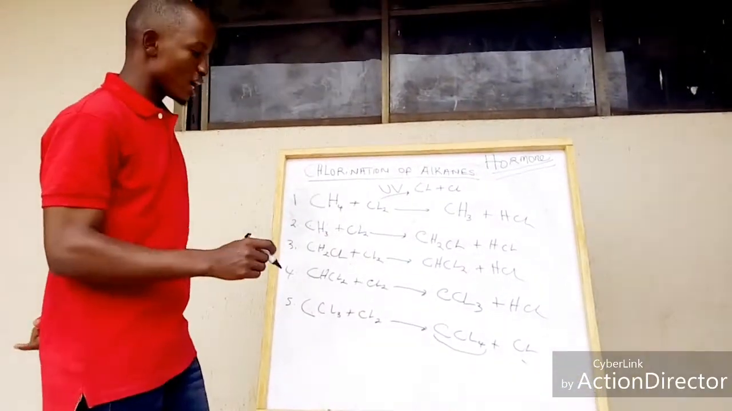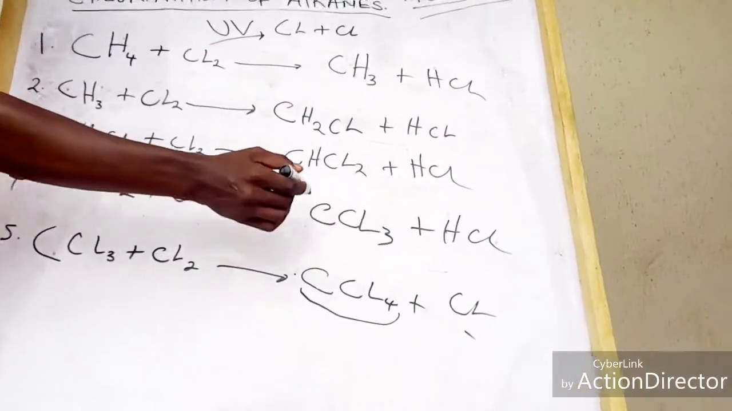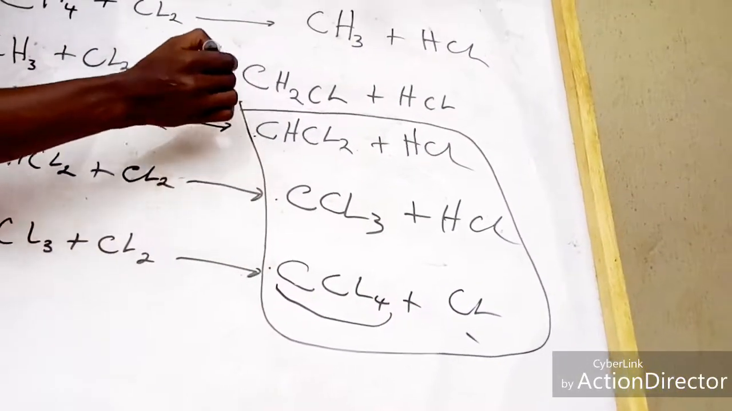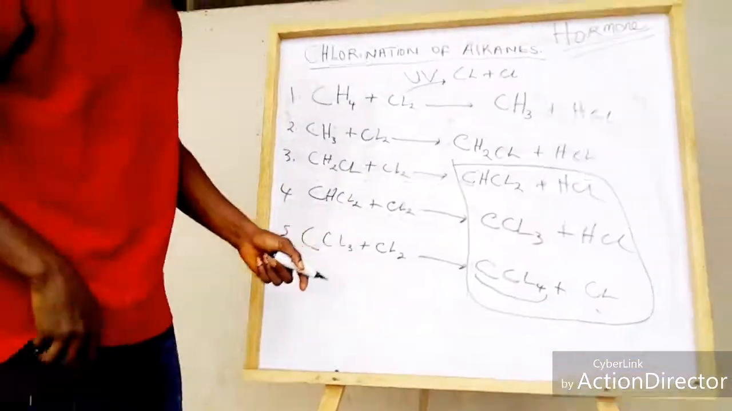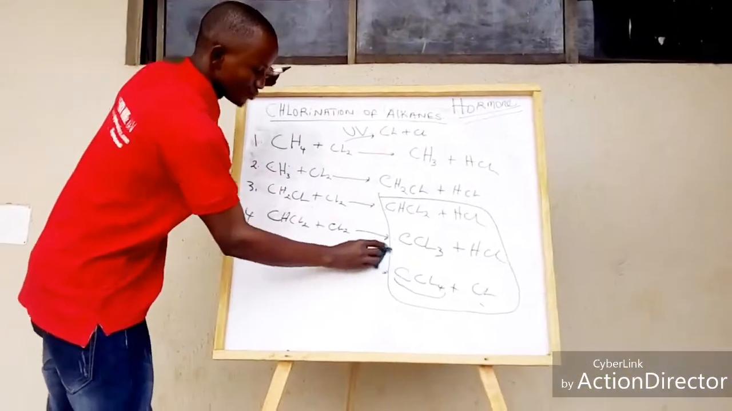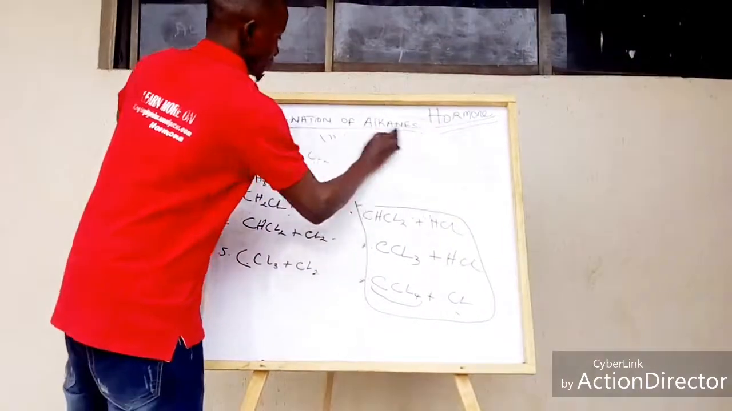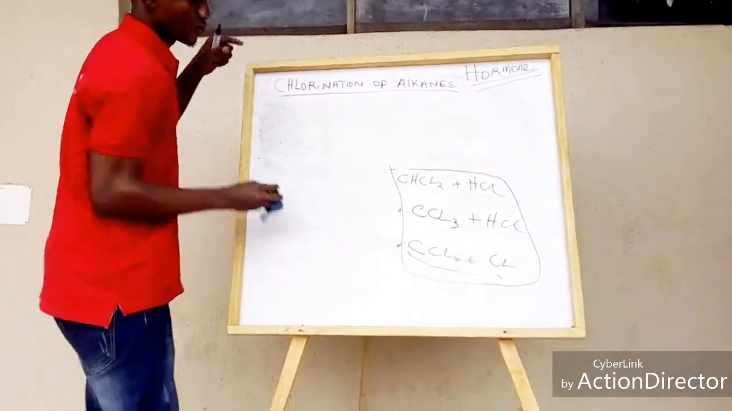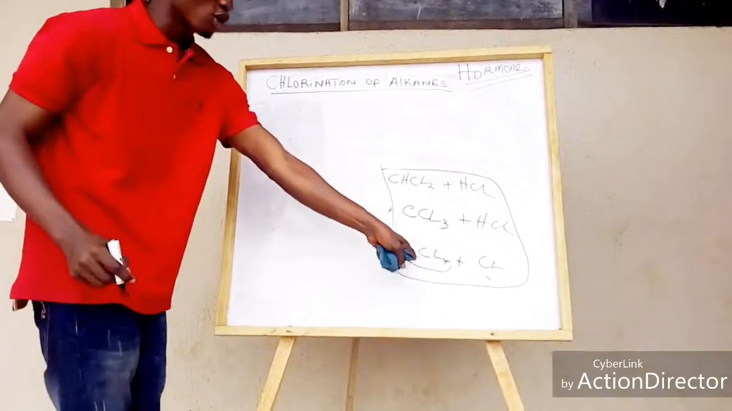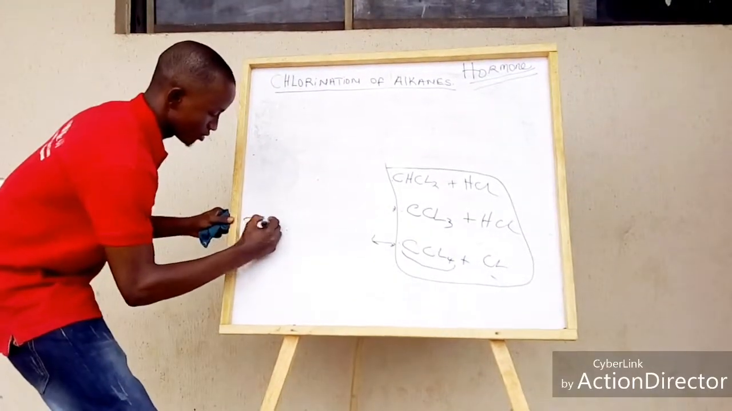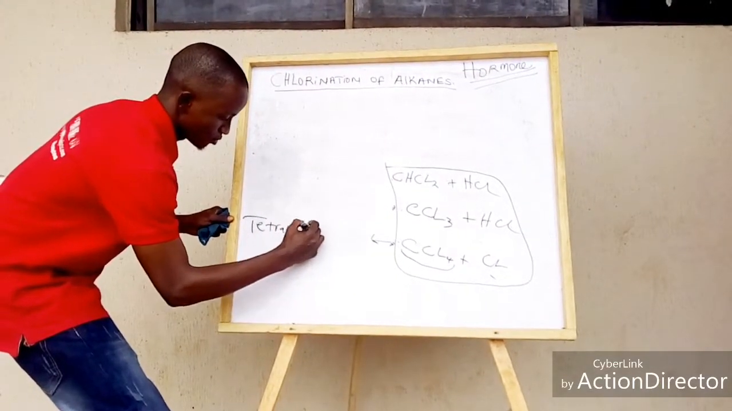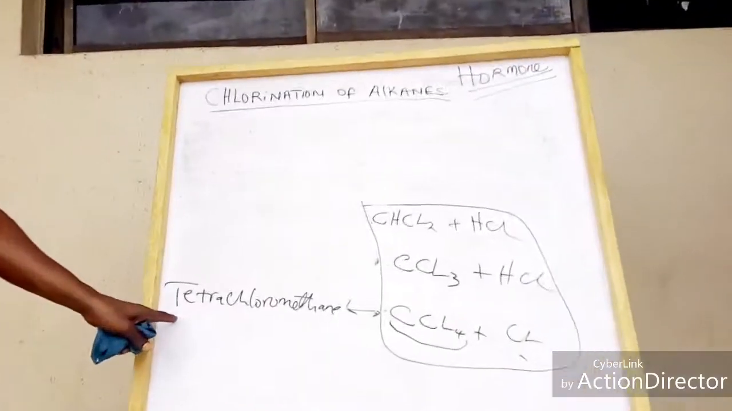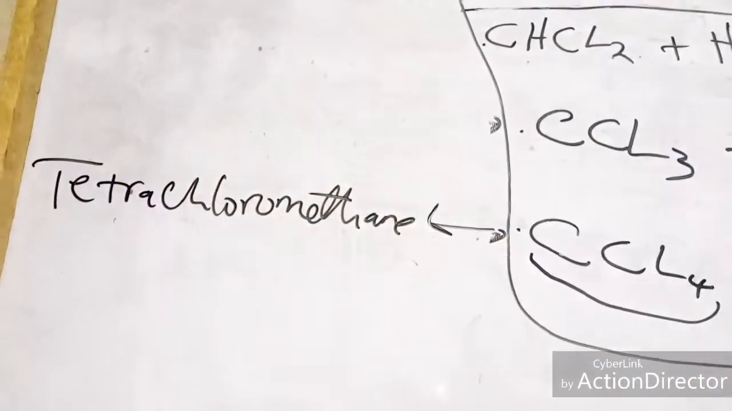What we are interested in today is this last one. We are only interested in this one. We are not interested in these two. If it is so, it therefore means that we need to talk more about this one. Now, this compound that is formed is tetrachloromethane, or carbon tetrachloride. This is tetrachloromethane. This is what is formed, tetrachloromethane.